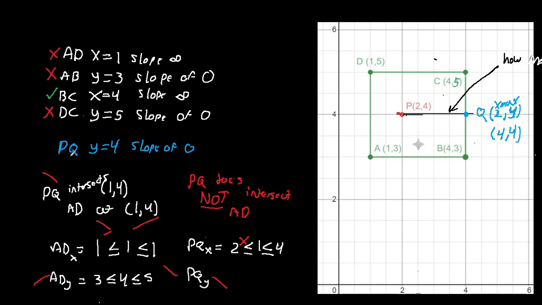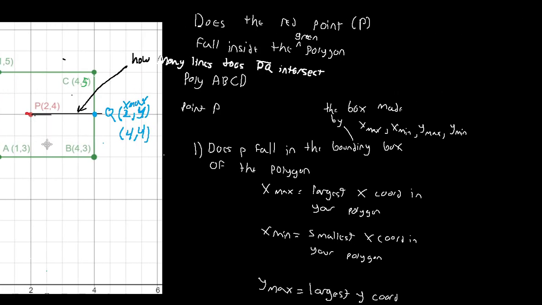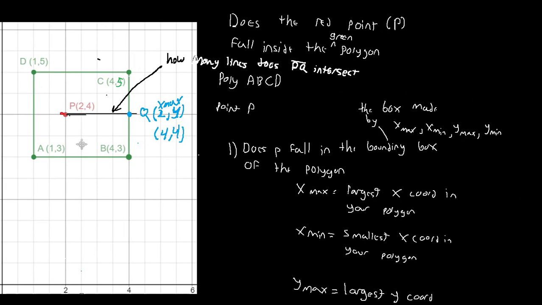So we can count them up now. Did not intersect AD, did not intersect AB, intersected BC, did not intersect DC. So PQ intersected exactly one of the lines. Okay. So now we're going to scroll over here. So how many lines does PQ intersect? Well, we did all the work and we know that it intersected one line. Okay.